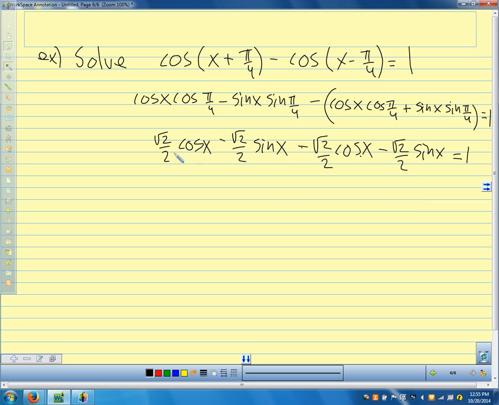And I have a square root of 2 over 2 cosine x minus the square root of 2 over 2 cosine x. So those go away. And I get a minus 2 square root of 2 over 2 sine x. So I get minus square root of 2 sine x equals 1. So I have a minus 1/2 minus 1/2 is minus 1. So sine x equals minus 1 over square root of 2 over 2, which is minus square root of 2 over 2.